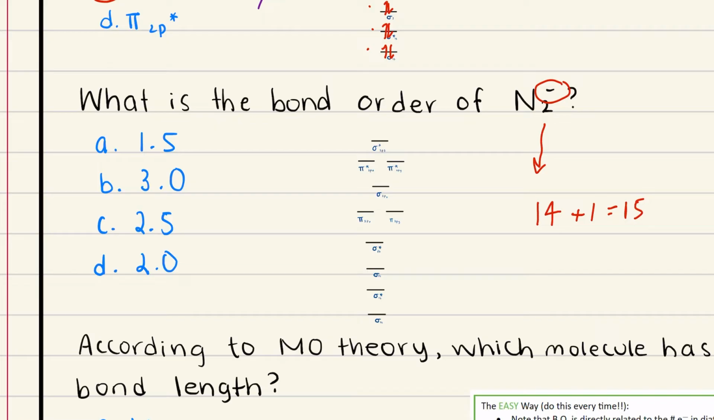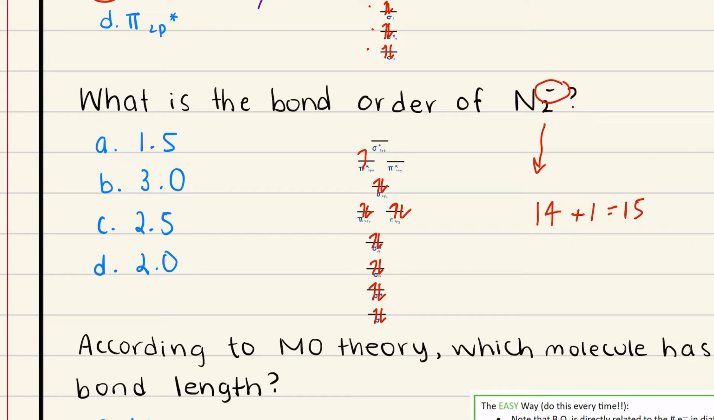So we start by placing 2 in the sigma 1s and another 2 in the sigma star 1s orbitals. Then we move into sigma 2s and sigma star 2s. Now we've distributed 8 out of our 15 electrons. We can then place 4 electrons in the degenerate pi 2p bonding orbitals. We can also place another 2 in the sigma 2p bonding orbital. We have distributed 14 out of our 15 electrons. That last electron can be placed in one of the degenerate pi star 2p anti-bonding orbitals.